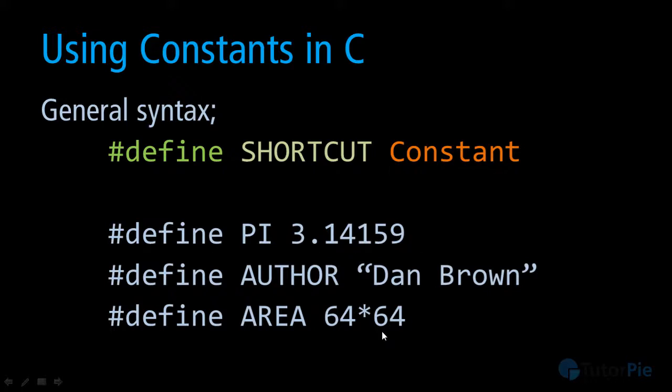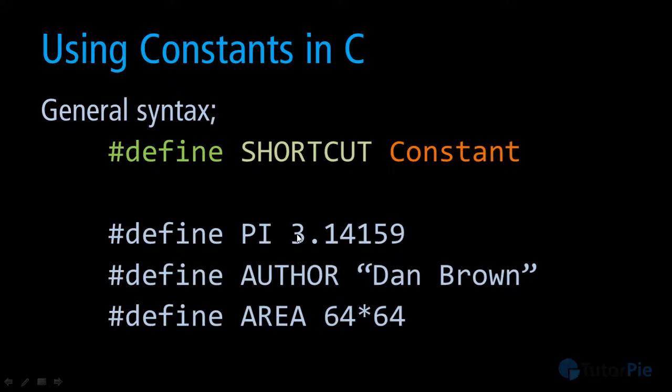You can see in these three different statements we define three separate constants. Firstly, you must use the define directive, then the shortcut. In this case, the shortcut is PI, and then the value of the constant. You must remember that when you define a constant, the constant shortcut has to be in all caps, which means you must type it in all capitals. You can see here the PI constant, I've typed in all capital, and the AUTHOR and AREA. All these constant names, or constant shortcuts, are typed in all capital letters.